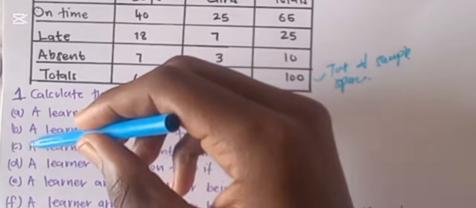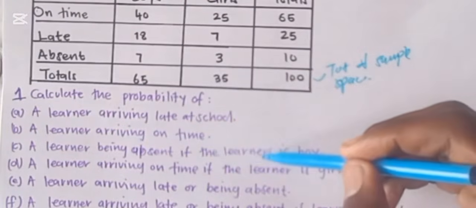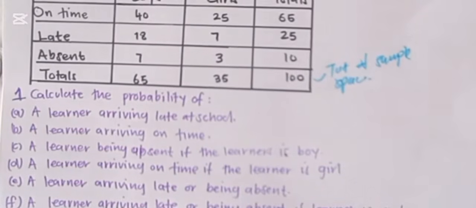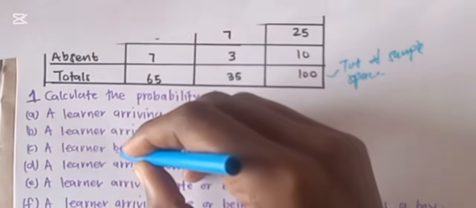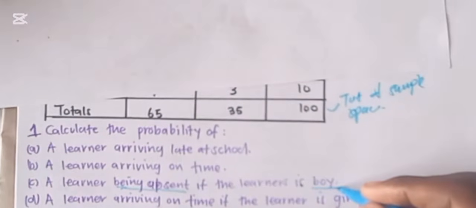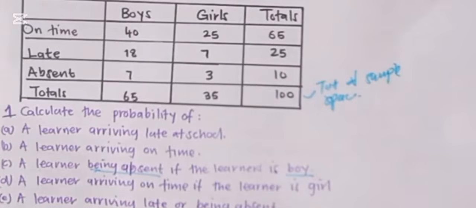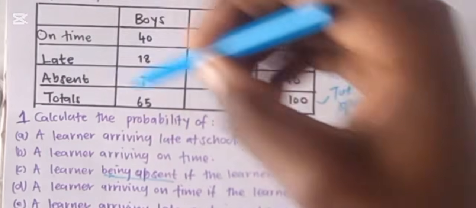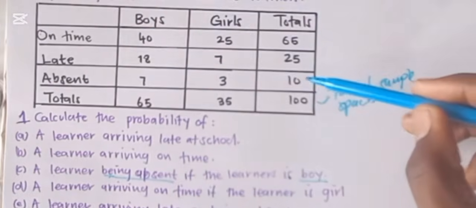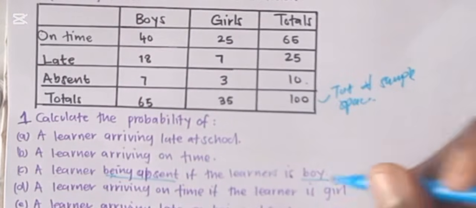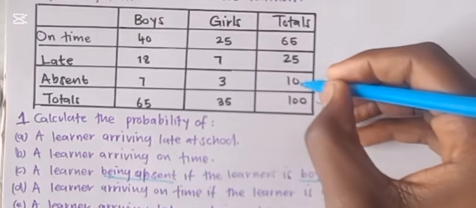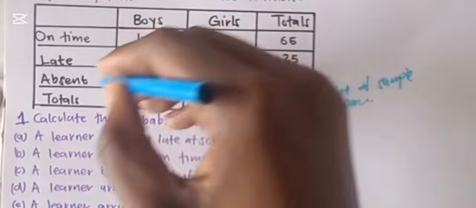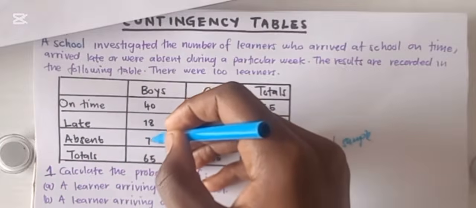Then the next one, they say a learner being absent if the learner is a boy. I want you to pay close attention to this one, guys, because it's going to be very confusing, and I talked about it in my previous video. They want a learner who is absent, and that learner is a boy. A lot of students make mistakes here. When you want the people that are absent, you would go and take the total, but here they specify they want the people that are absent and also a boy. So I'm not going to take the total. I'm going to go for the line of boys and absent. How many boys are absent? 7 of them.